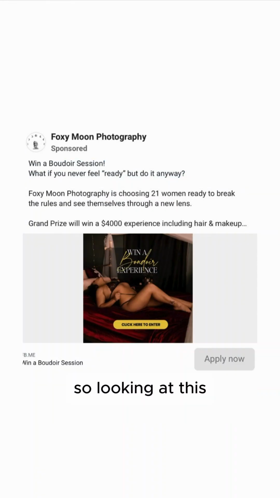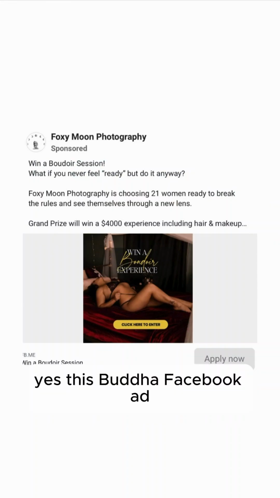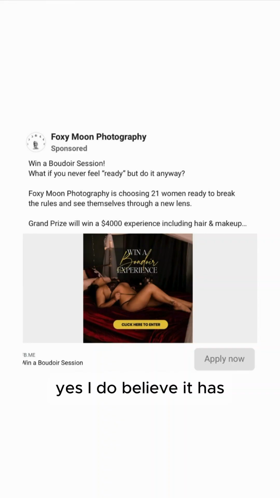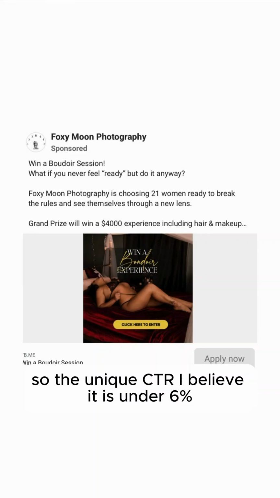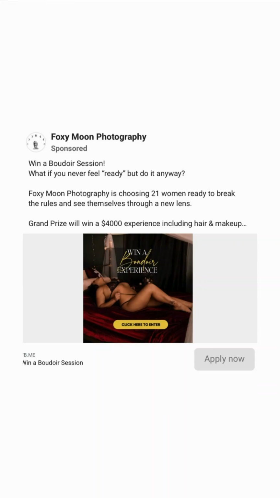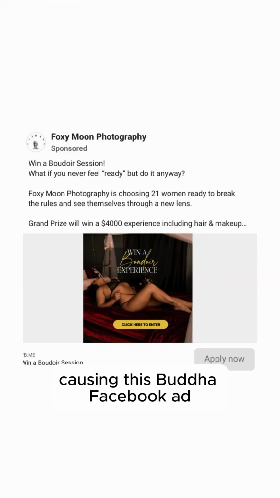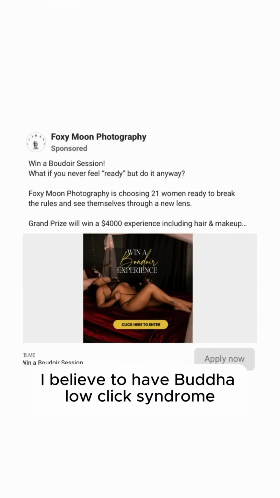So looking at this, yes, this Boudoir Facebook ad, yes, I do believe it has. So the unique CTRL, I believe it is under 6%, causing this Boudoir Facebook ad, I believe, to have Boudoir low click syndrome.